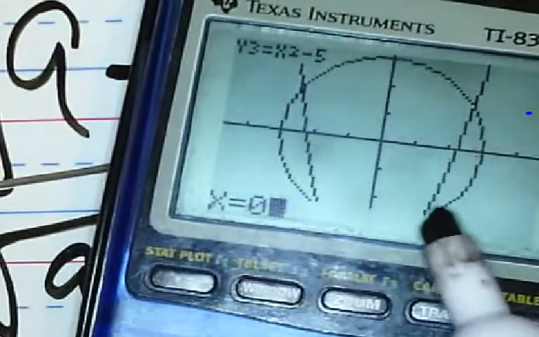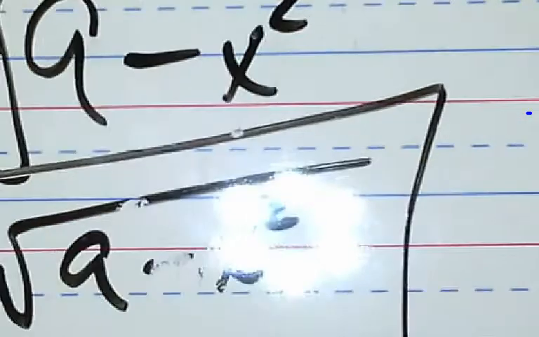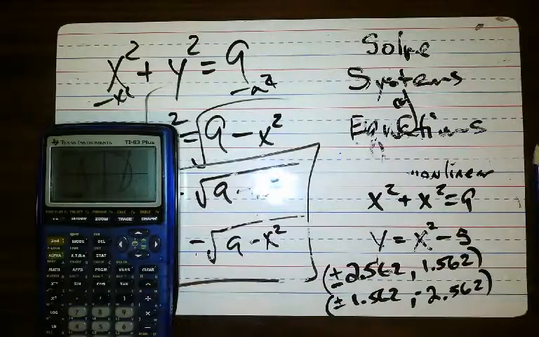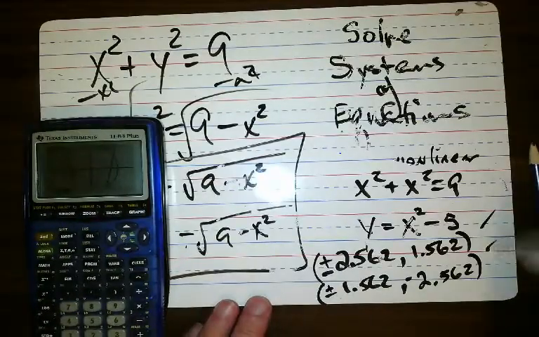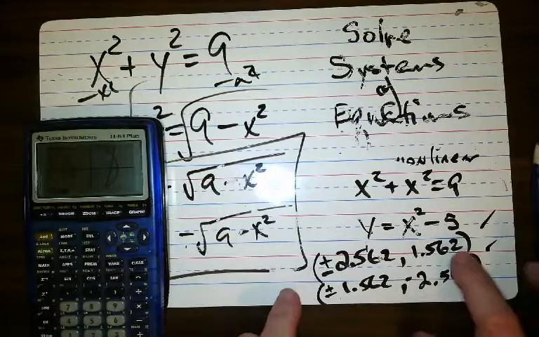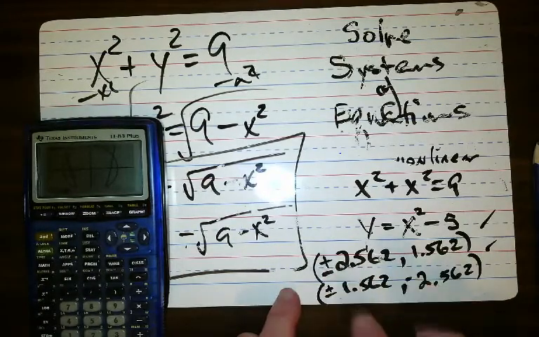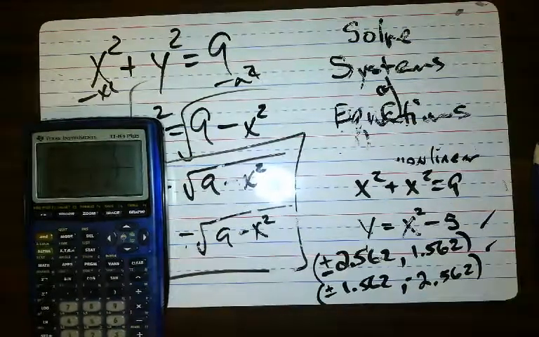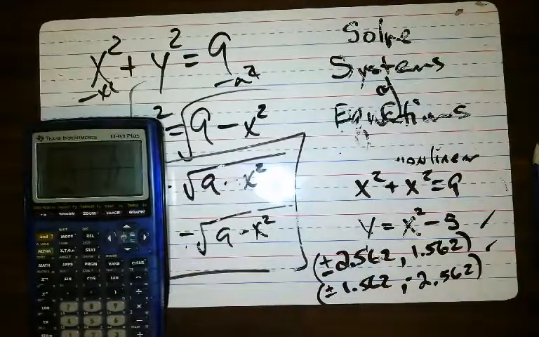I'm willing to bet the other one is positive. So I'm going to say plus or minus. So I found all 4 of my answers right here. Check it out. Bing, bing. We did it. The left one and the right one on the top, and the left one and the right one on the bottom. That's what you're going to be doing today.